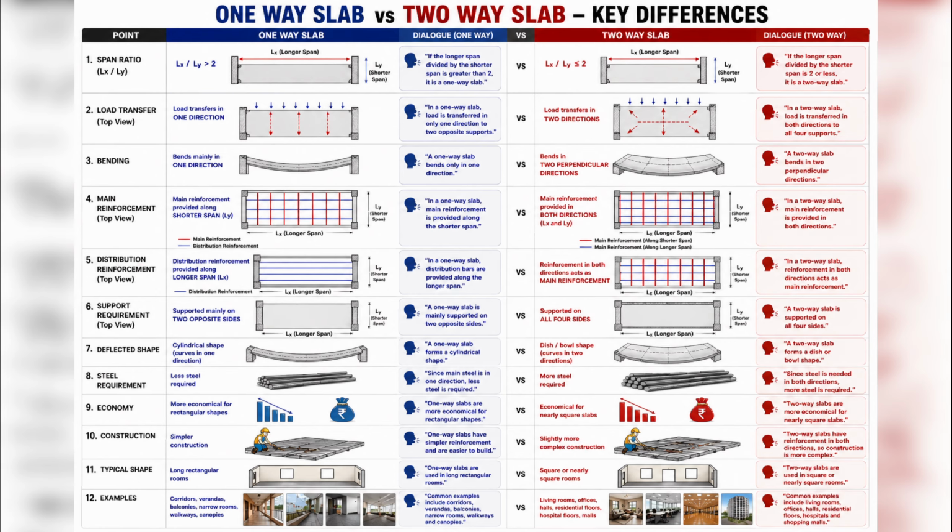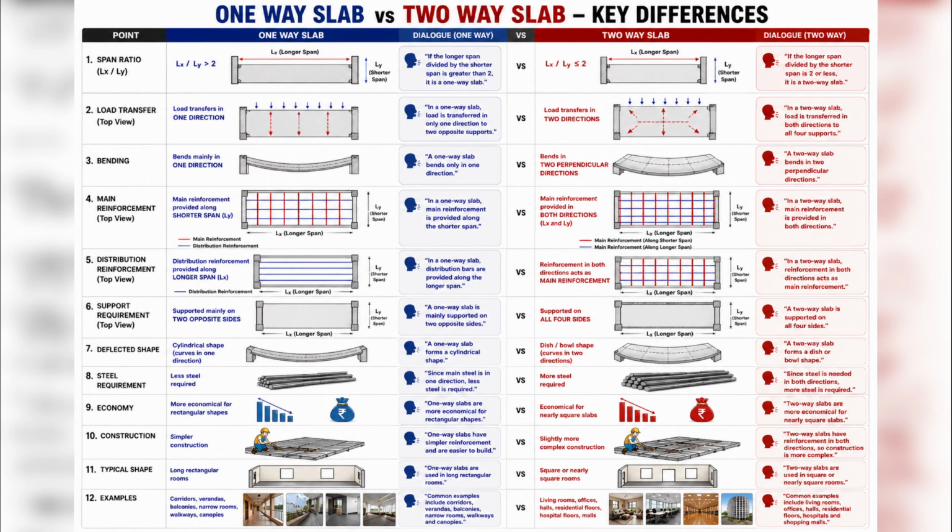A two-way slab has reinforcement in both directions, making it slightly more complex to construct. 11. Typical shape. A quick way to identify the slab type is by the room shape. Long rectangular rooms generally use one-way slabs, while square or nearly square rooms usually use two-way slabs.